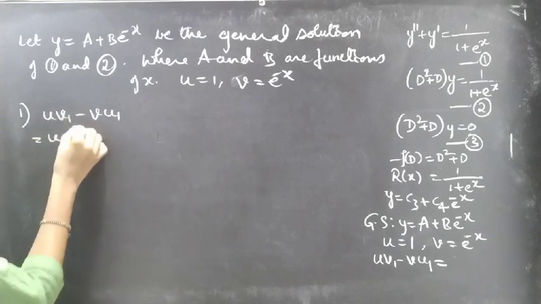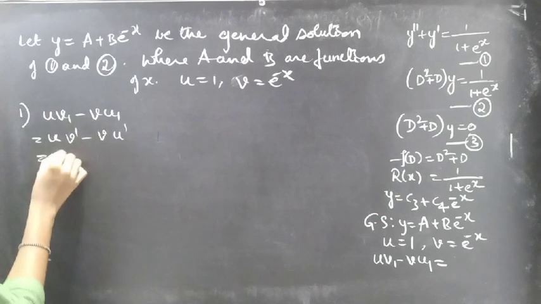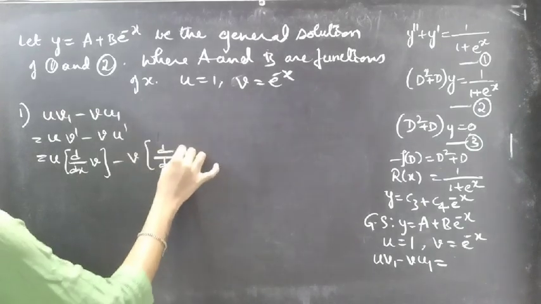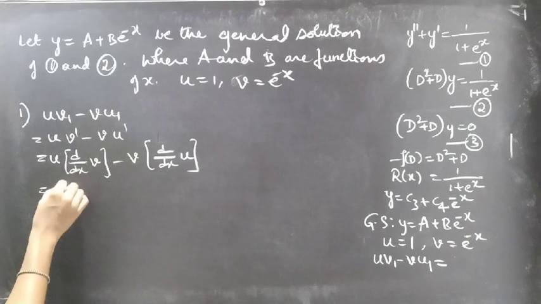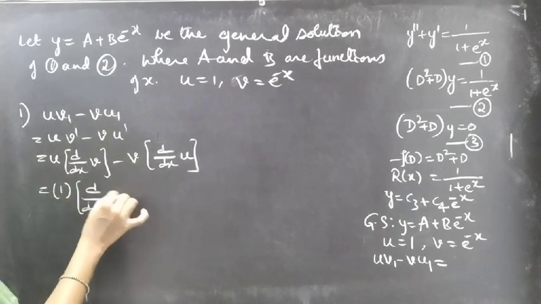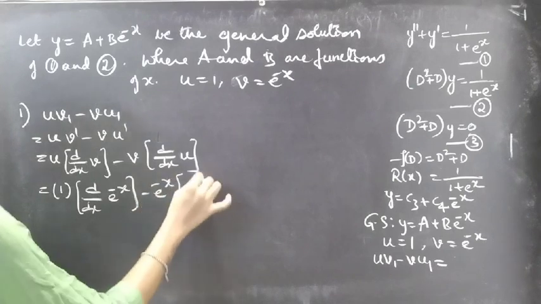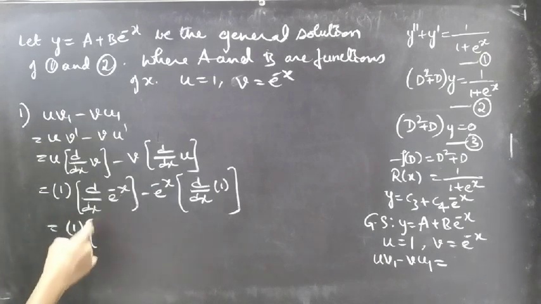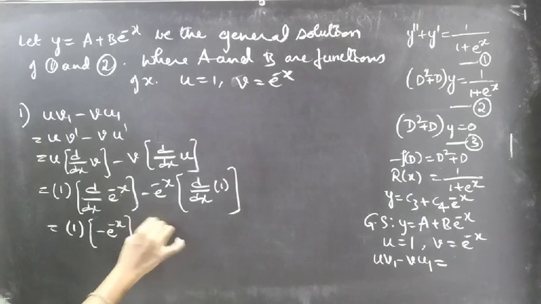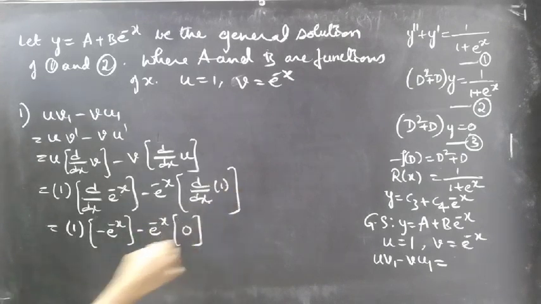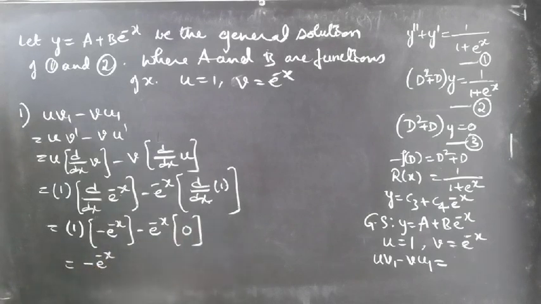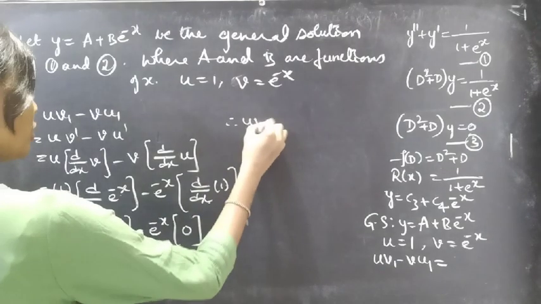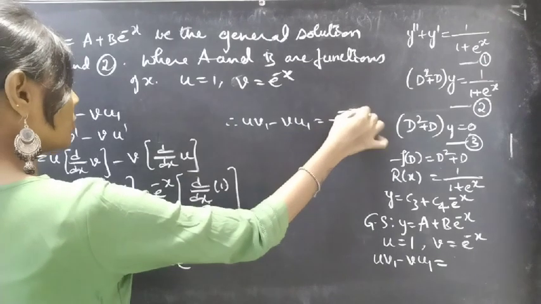v1 is nothing but the derivative of v, or v dash. u1 is nothing but the derivative of u, or we can just write it as dv by dx minus v into the derivative of u with respect to x. Now it is easy, right? u is 1 into d by dx of e power minus x minus v into d by dx of 1, which gives us 1 into the derivative of e power minus x with respect to x, which is minus e power minus x, minus e power minus x into the derivative of 1 with respect to x, which is 0. Which gives us minus e power minus x minus 0, right? Therefore, u v1 minus v1 is minus e power minus x.